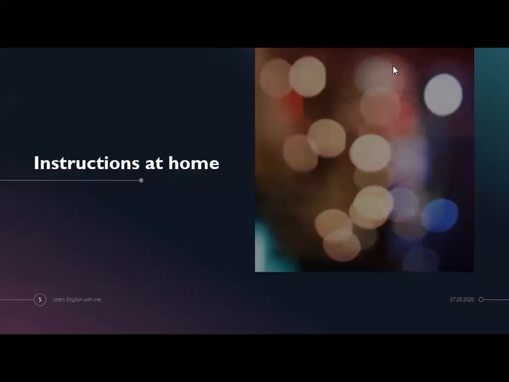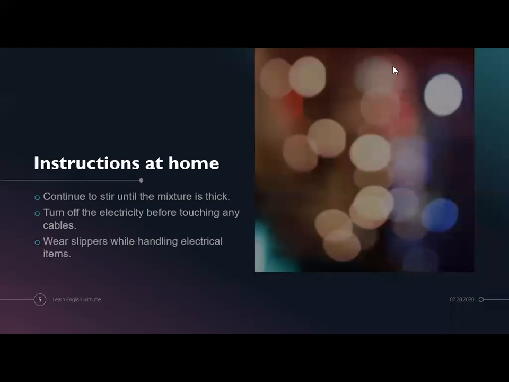And now we are going to see some more examples in different situations, like instructions at home. I'm sure that you should have entered the kitchen during this lockdown period and helped your mother. While helping her, she should have told you this kind of statement. Continue to stir until the mixture is thick. Did you hear this? I hope so. Another instruction, turn off the electricity before touching any cables. An instruction that you might have heard at home. Another one, wear slippers while handling electrical items. And the last one, eat your vegetables, right? So these are simple imperatives for instructions that we use or hear at home.